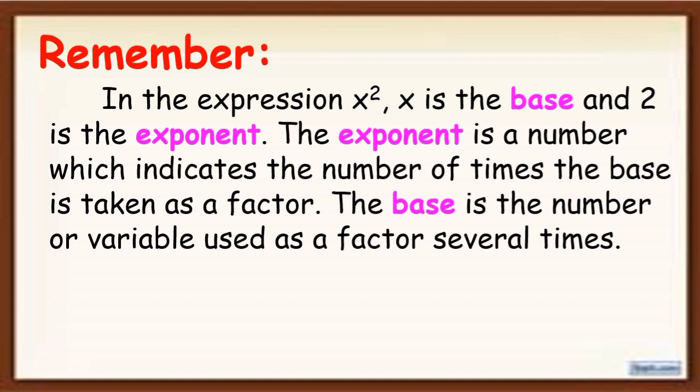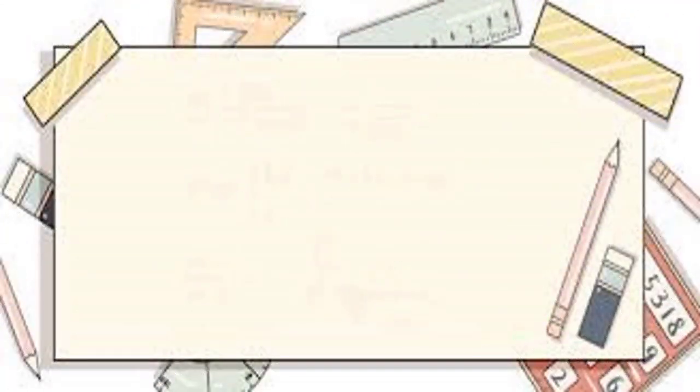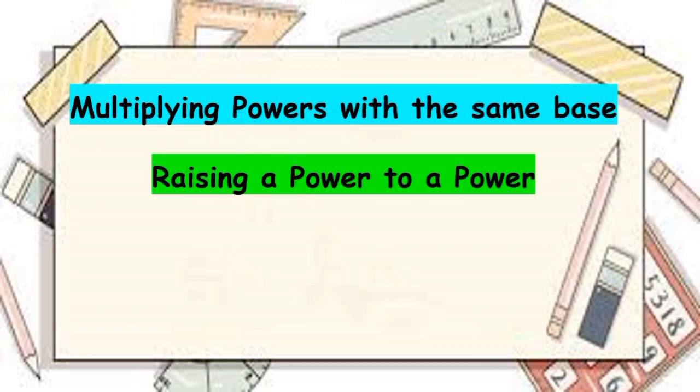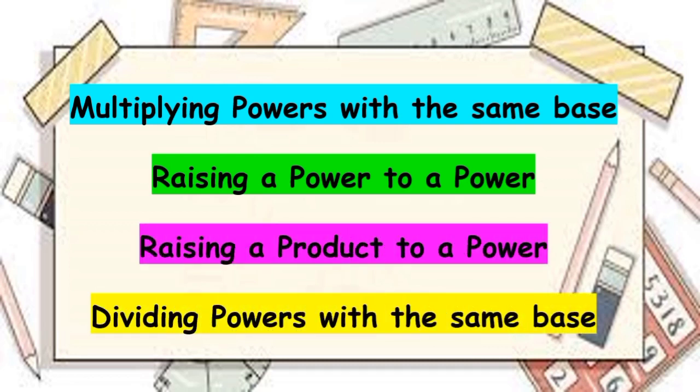For example, we have x squared. It is also the same as x times x. 5 cubed is also the same as 5 times 5 times 5. And these are the laws that we are going to discuss in this video: multiplying powers with the same base, raising a power to a power, raising a product to a power, and dividing powers with the same base.